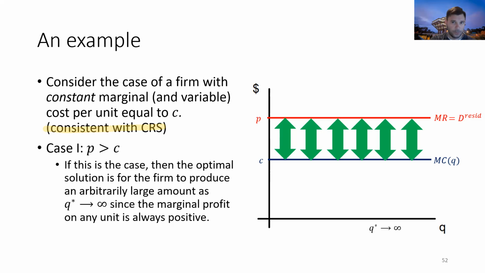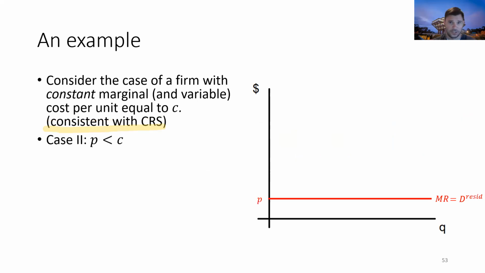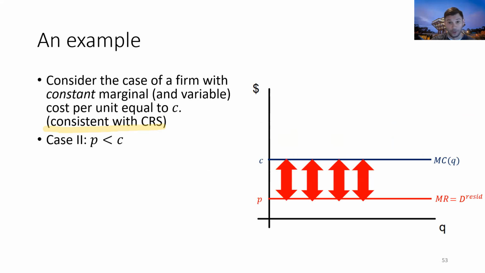Now, suppose the price was below marginal cost. Let's consider this case. If P is less than MC and I sell any unit, what will happen to me? Any unit is going to cause a loss, right? Loss in the first unit, loss in the second. I'm digging myself deeper and deeper and deeper into a hole. So if this is the situation, what is the solution to the profit maximization problem?